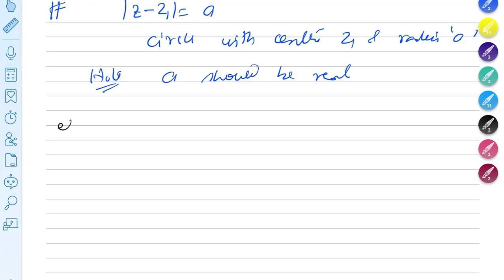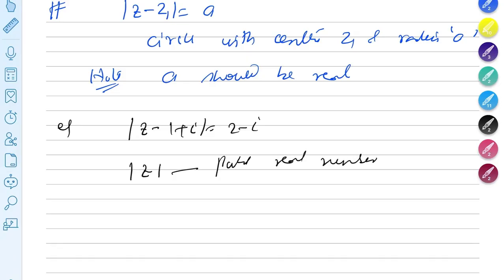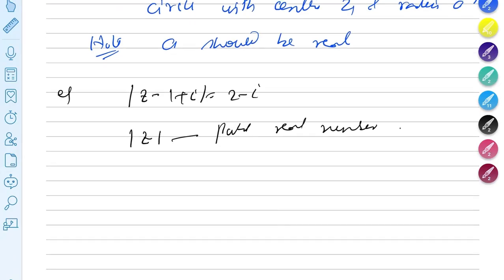For example, what is the locus of modulus of Z minus 1 plus I equals 2 minus I? We discussed in the beginning that the modulus of Z is a pure real number, pure real but non-negative, that is, a positive value.